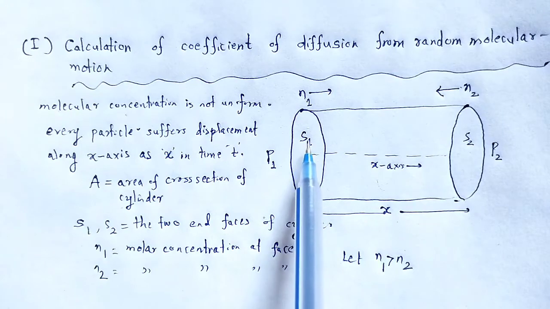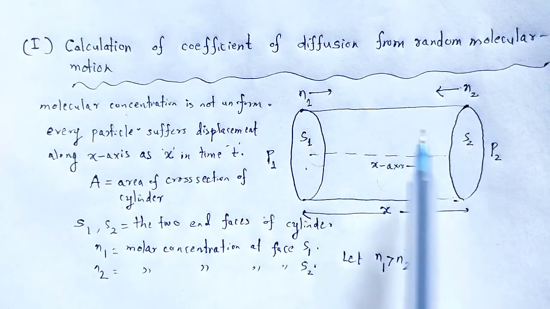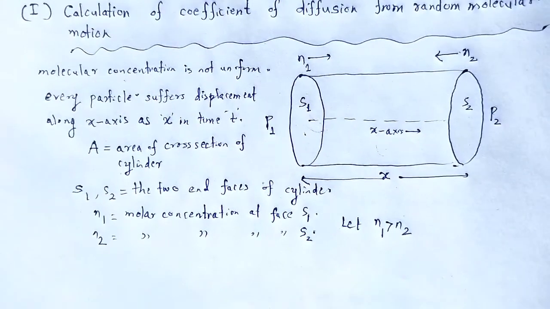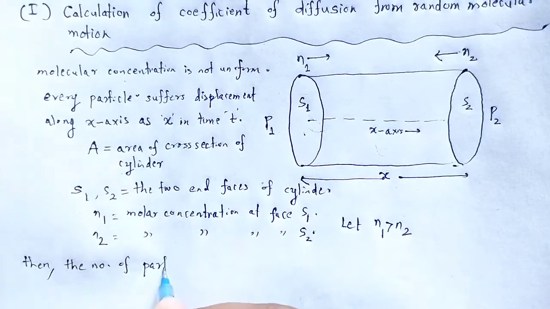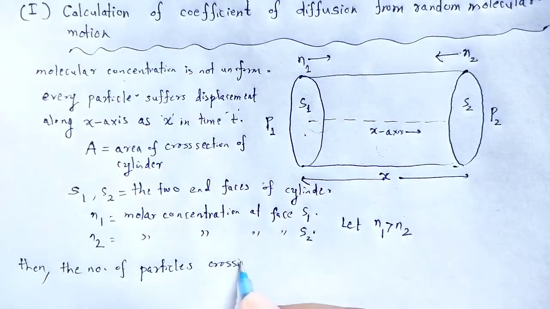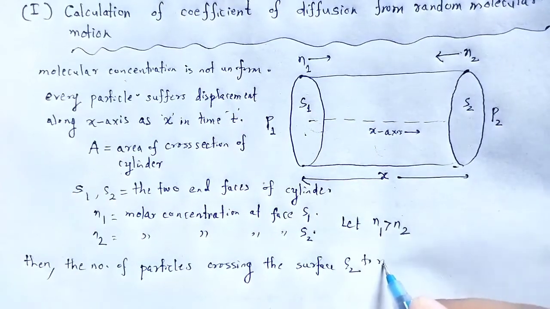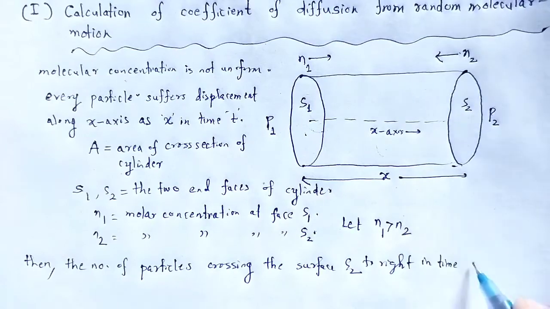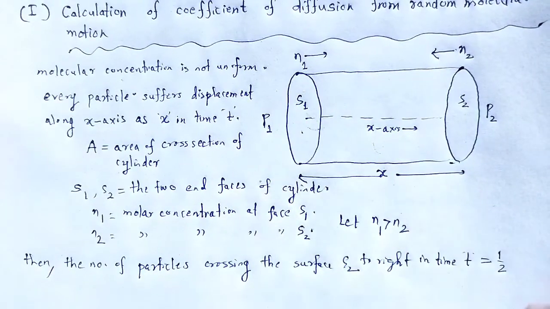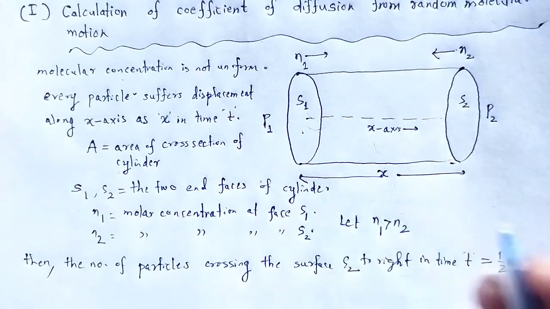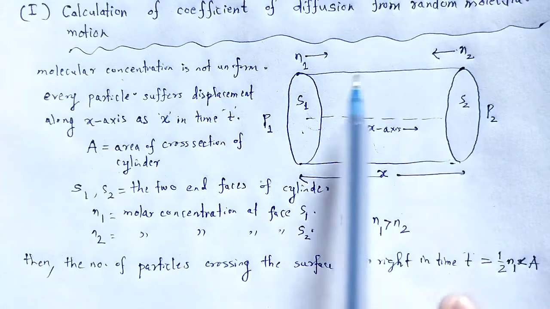Then we calculate how many particles cross the surface S2 to the right in time t. The number of particles crossing the surface S2 to the right in time t is equal to half of the molar concentration at surface S1, that is N1, times displacement x, times the area of cross section A. This is the number of particles that pass through surface S2.